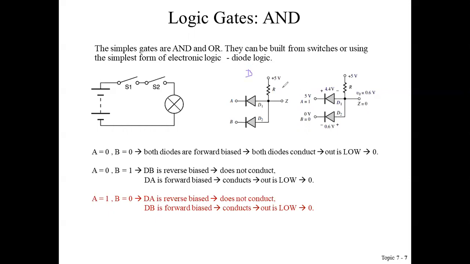By using diodes and resistors. So we call this RDL, resistor diode logic family. Similarly, if the circuit is designed by using a transistor instead of this diode and resistor, that is called resistor transistor logic.